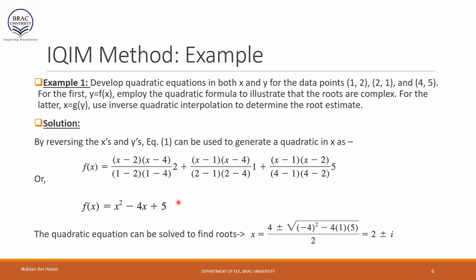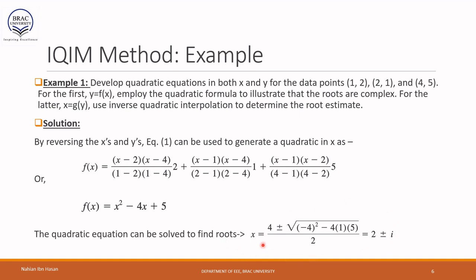Once we fit this equation, we can get our solutions by solving it, which is very straightforward. x equal to 4 plus minus, using the formula that we usually use, x equal to minus b plus minus root over b square minus 4ac, all over 2a. That's the equation that we are using. If we solve this, we get two separate roots, which are 2 plus minus i. These are complex roots.